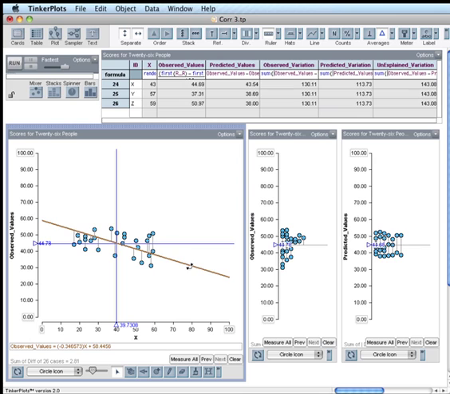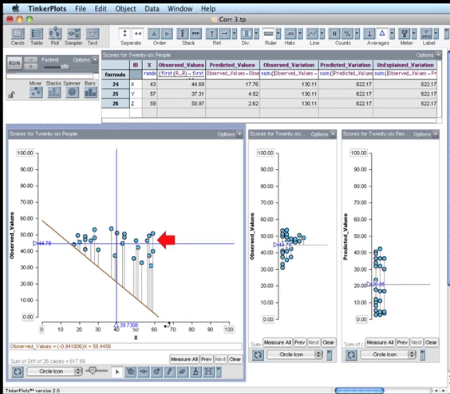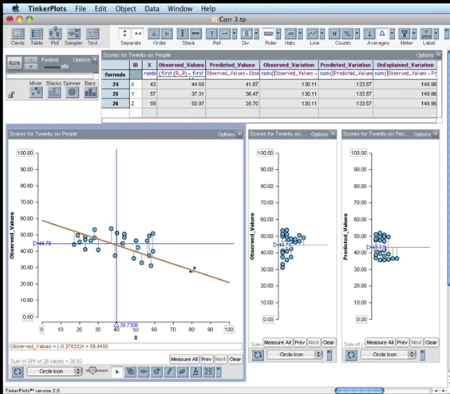Now you can measure how well your line fits the data using the variability information that's given in these three graphs. The first graph shows the unexplained variation, that is how far the observed data points are from your line. The second graph shows the observed variation of the original data points around the mean. And the third graph shows the variation of your predicted points around the mean.